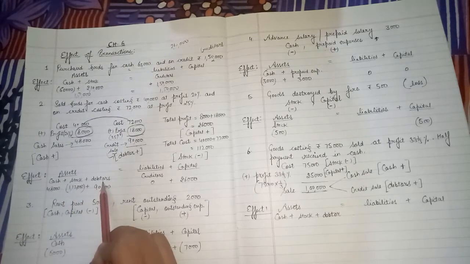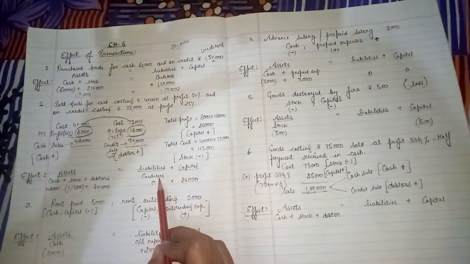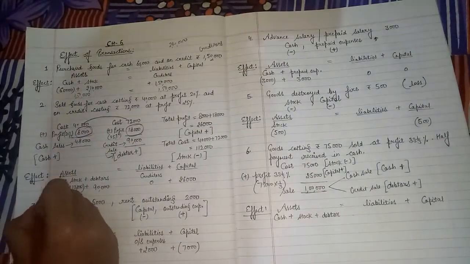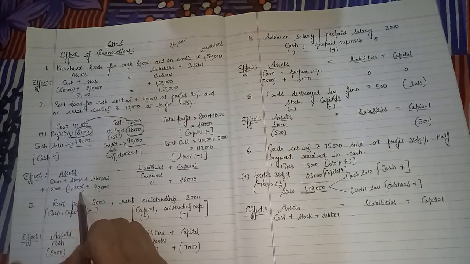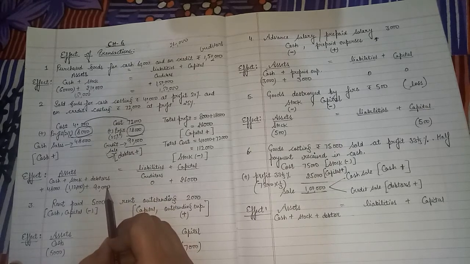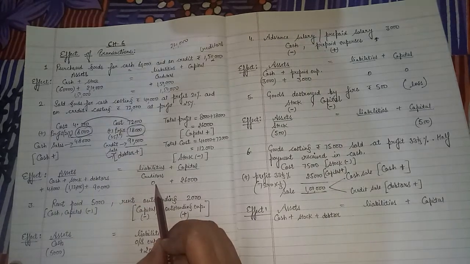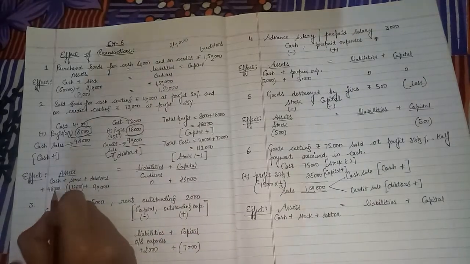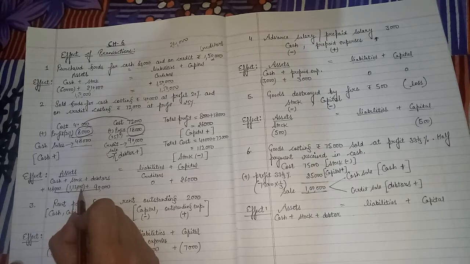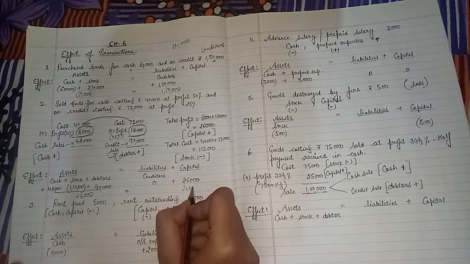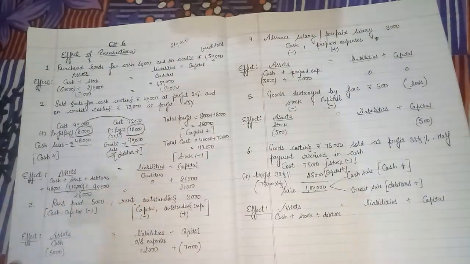Now see its effect. Cash, stock, debtors, and here creditors. Our cash sale 48,000 will be added in cash. Stock is reduced by 1,12,000 and debtors will be increased by 90,000, credit sale. No effect on creditors, and in capital we will add 26,000. If you are solving this equation, 48 plus 90 minus 1,12,000 is 26,000, and this side is also 26,000. Both sides are equal. Clear?